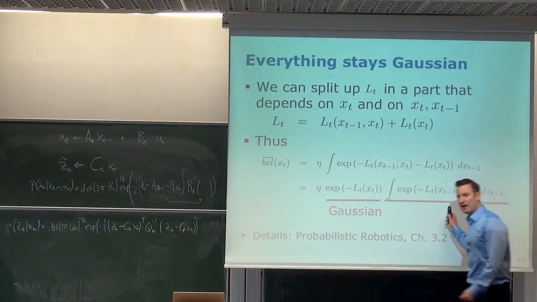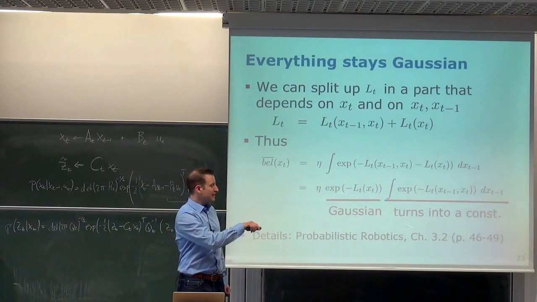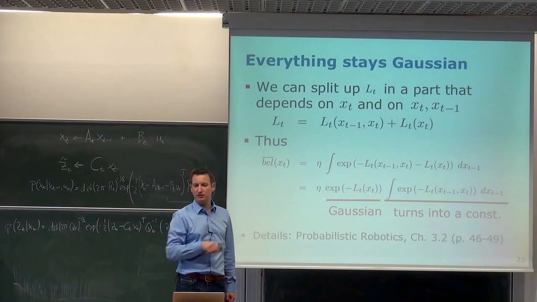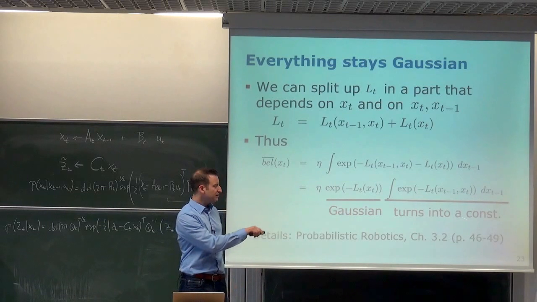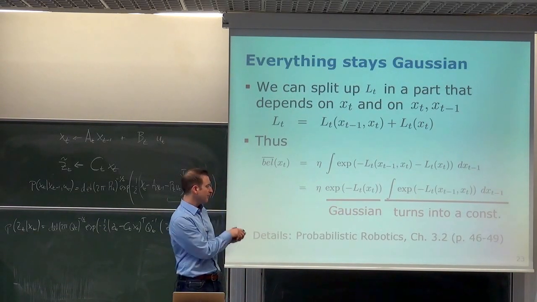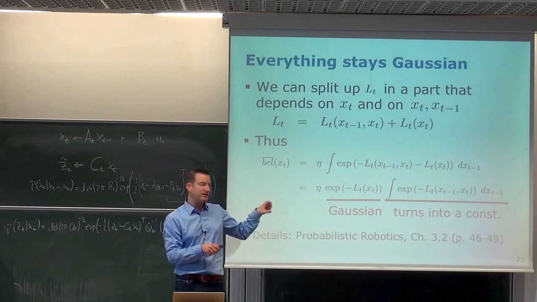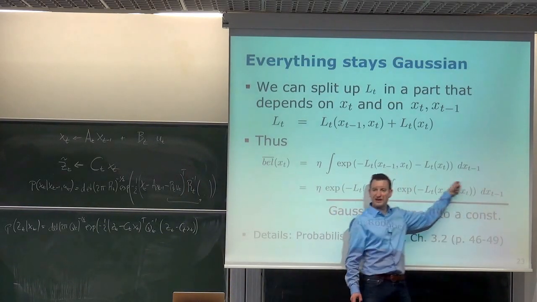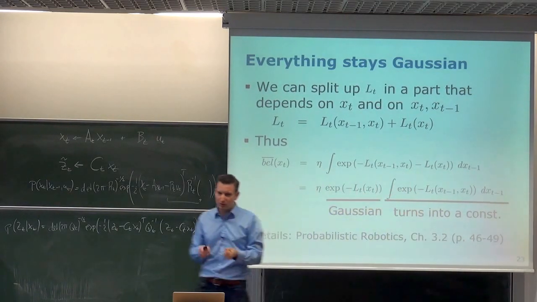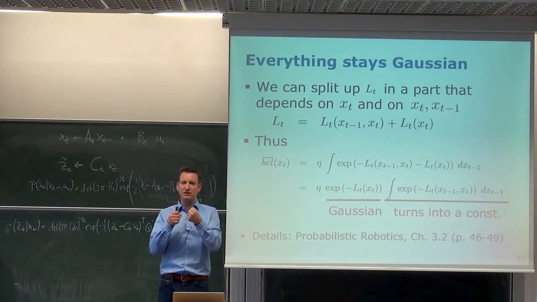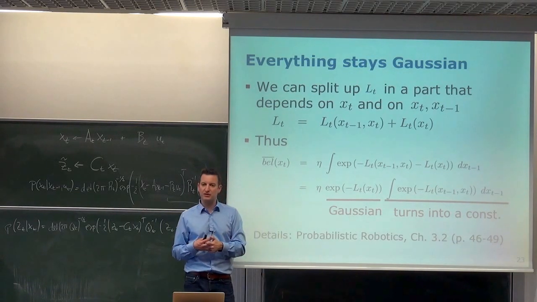And what you can now derive over a couple of pages is that this term in the end turns into a constant, an additional constant for this Gaussian distribution. I don't go into detail because it would fill a couple of pages. If you're interested, in the Probabilistic Robotics book, pages 46 to 49, you find the full derivation showing that this in the end just turns out to be a constant. I don't want to show the full derivation here, but I want to show you the key trick that you need in order to show that everything stays Gaussian.